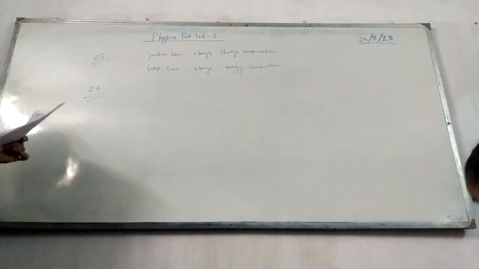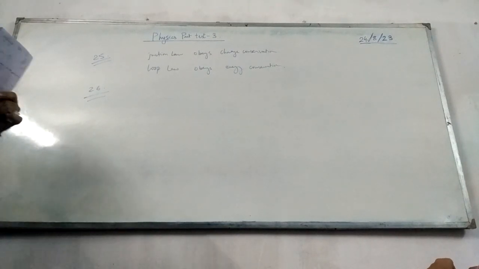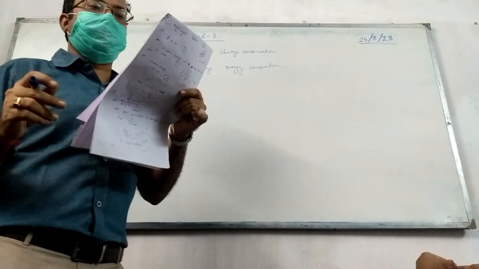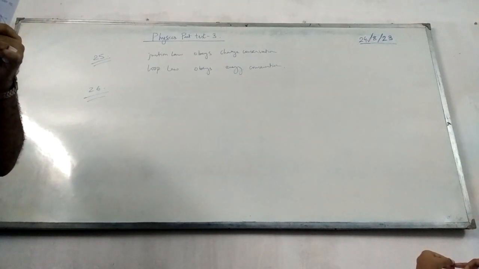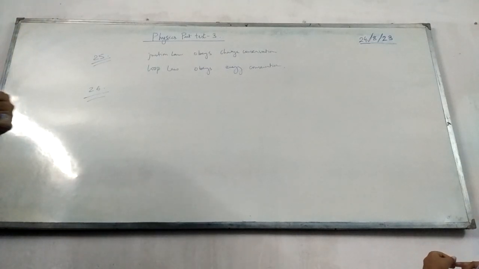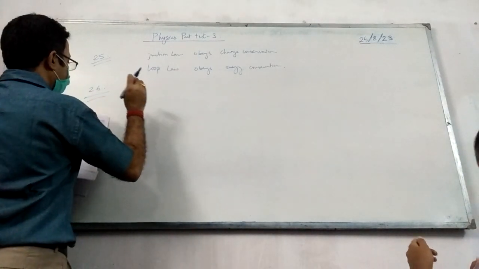Question number 26 says, in an experiment to measure the internal resistance of a cell by potentiometer, it is found that the balance point is at a length of 2 meters when the cell is shunted by a 5 ohm resistance and its length of 3 meters when the cell is shunted by 10 ohm resistance. So find the internal resistance of the cell. ठीक है? चलिए shunting values change करें, length को change करें.